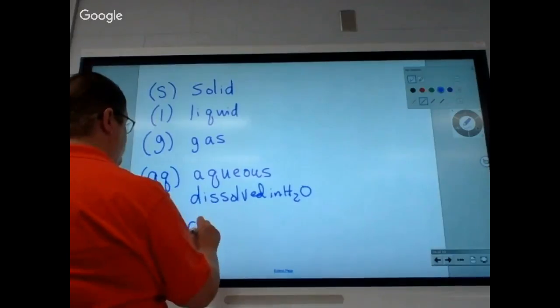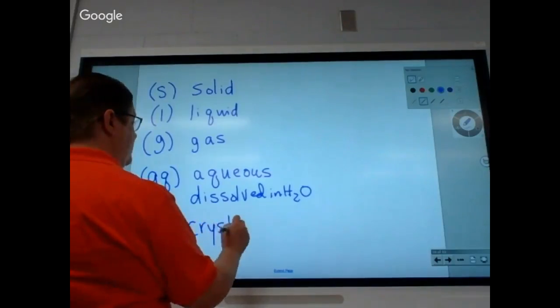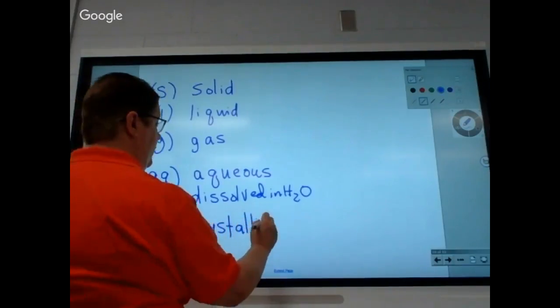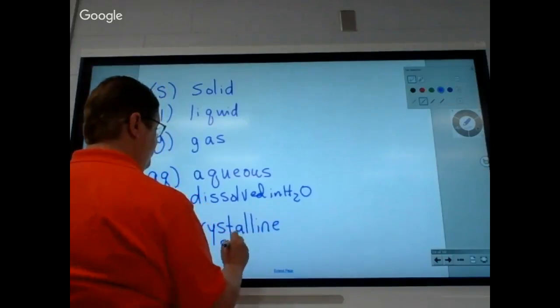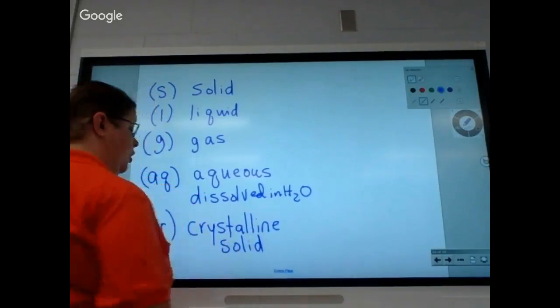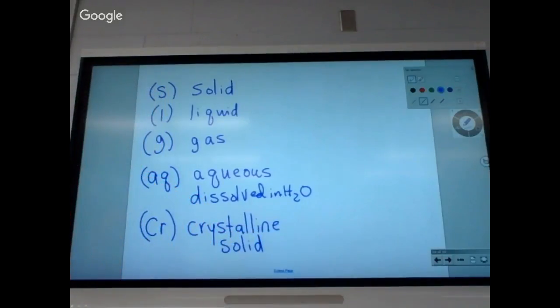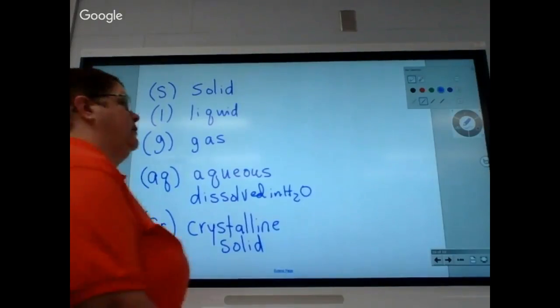CR stands for a crystalline solid, like salt, sugar, most rocks are going to fall in that. We're going to talk about this later, but there are other types of solids called amorphous solids. All right, but those are our states. You can see those at the bottom of any element or compound.